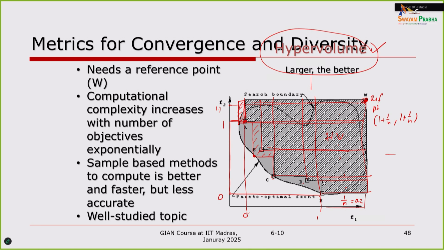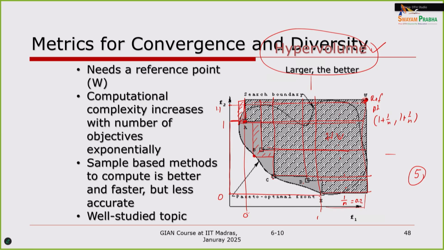So they have until about, I may be wrong here, but I think about 5 objectives. I don't know, Dipanshu might know. Have you found anything more than 5 that can do exact hypervolume computation? But there are sample based hypervolume calculations.